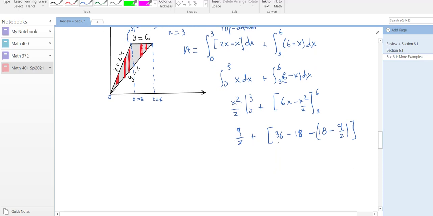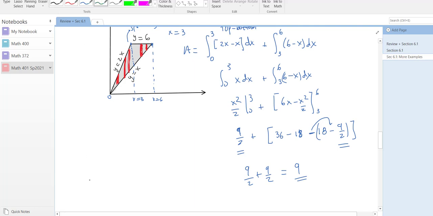And so notice that when we do this, I'm going to get 36 minus 18 again. So 36 minus 36. So those cancel. But this minus times that minus gives us a plus. So I'm going to end up with 9 halves plus 9 halves, which is 18 halves, which is just 9. So that will be the area of the region here as a dx integral.